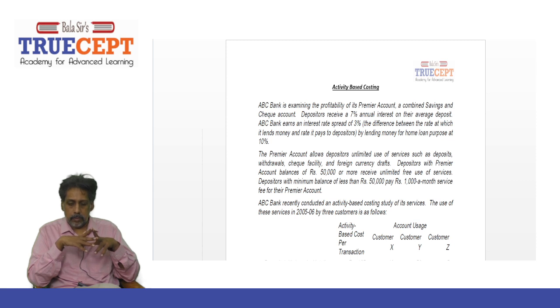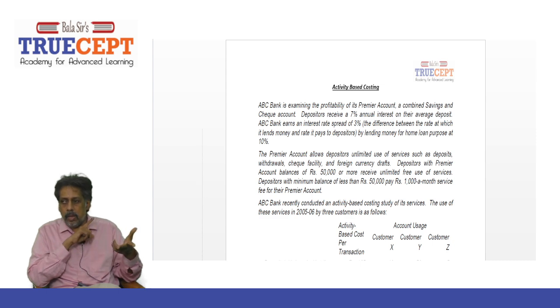profitability of its Premier account and combined savings and check account. Depositors receive a 7% annual interest on their average deposit. ABC Bank earns an interest rate spread of 3%, which is the difference between the rate at which it lends money and the rate it pays to depositors.